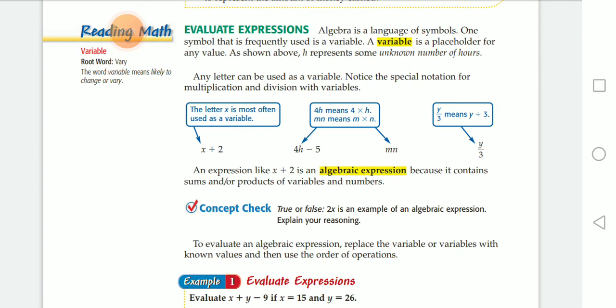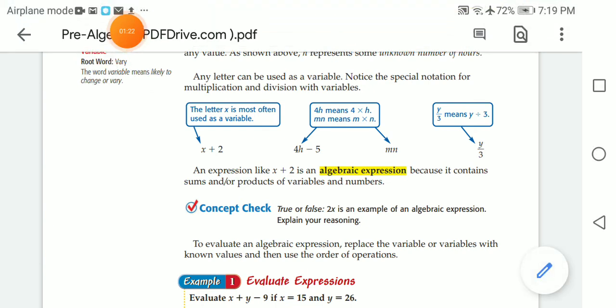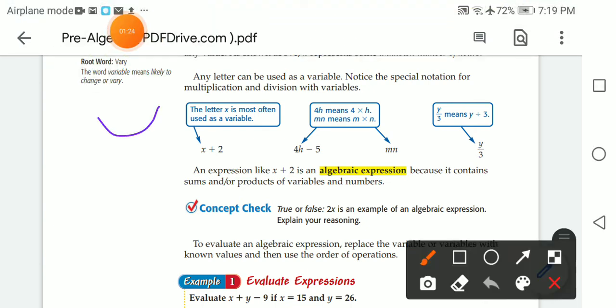Root word. Variable is what? Okay, variable here, it's a root word: vary. The word variable means likely to change or vary. So variable, it's a word here that means it will change, it's likely to change or vary.